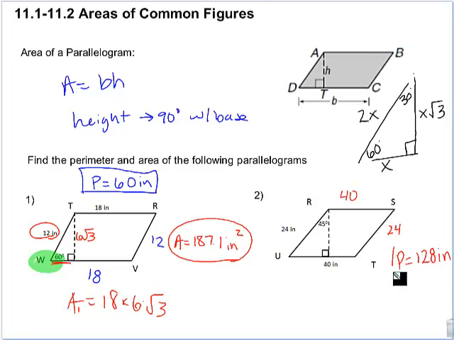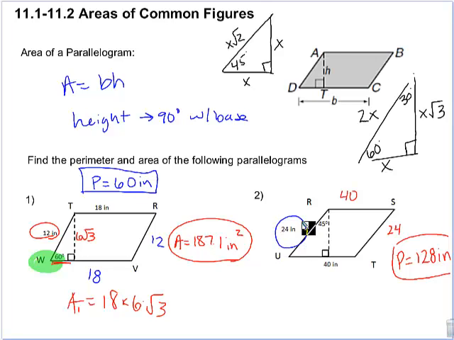Okay, now we want to find the area. Well, how are we going to find the height this time? It's a 45, 45, 90. Well, we better remember what those are. Yep, x, x, x square root of 2. So which one do we have there? We have the x square root of 2.